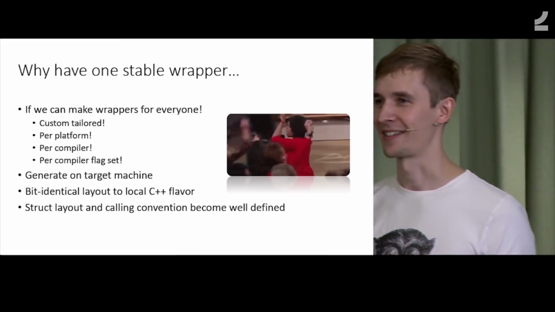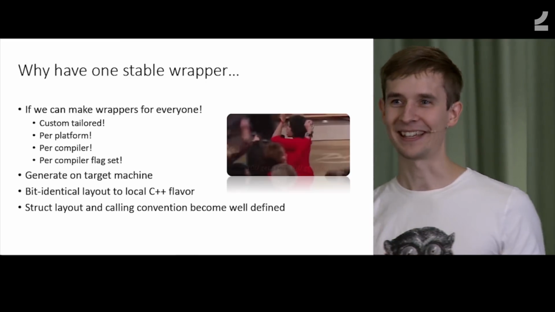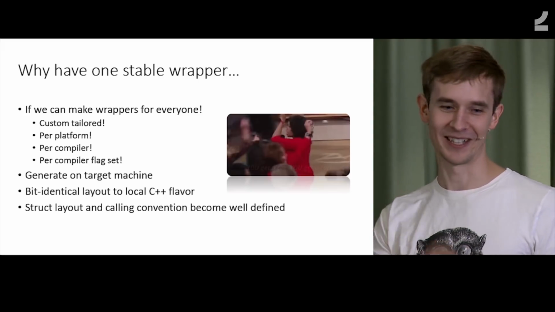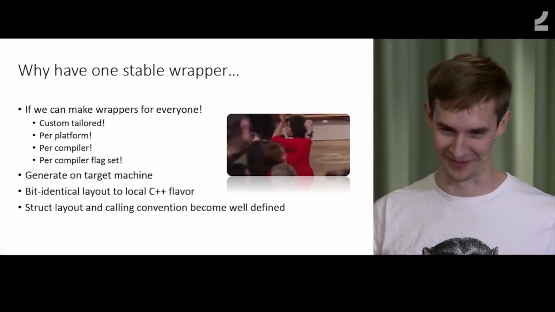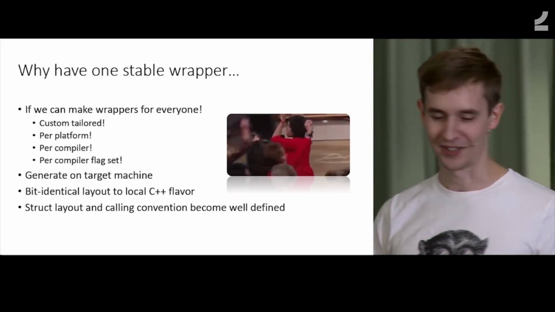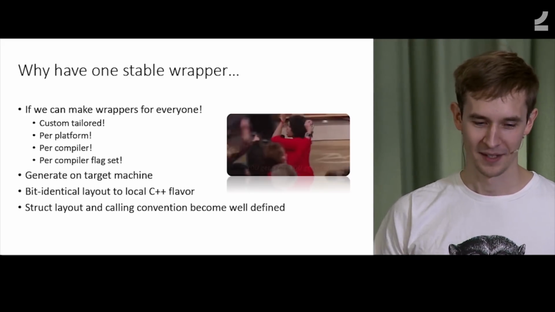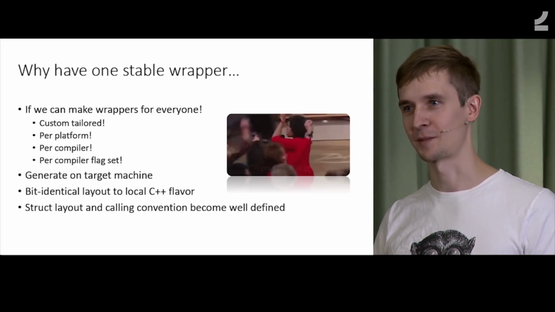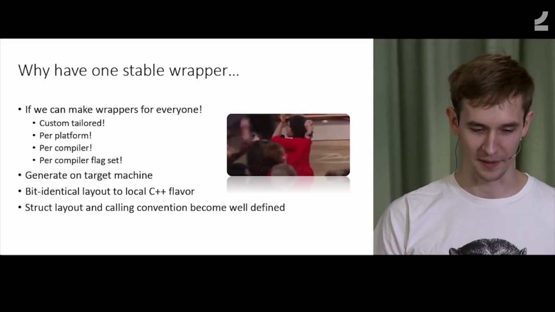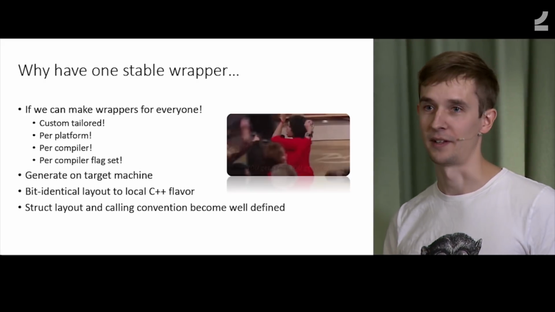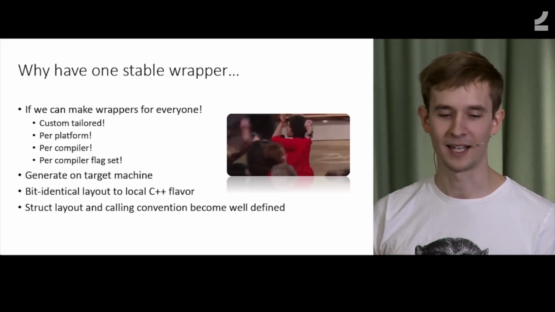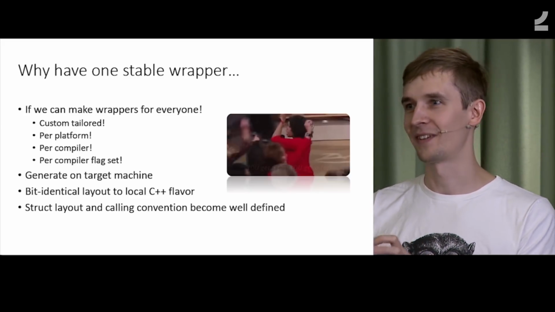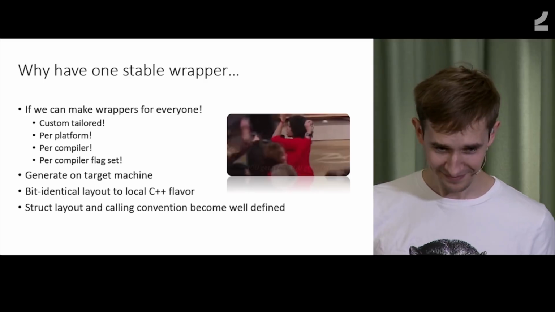Why bother having a single stable layer when you can have a layer per compiler, per platform, per set of compiler flags? So you get a wrapper, you get a wrapper, everyone gets a wrapper, and we can actually generate that on the target machine that we're compiling for, and build that with the specific flavor of the C++ compiler in mind, so we'll be matching everything. And then we end up in a situation where the layout of structs and the ABI, the calling convention, are very well defined to that one specific set of things.